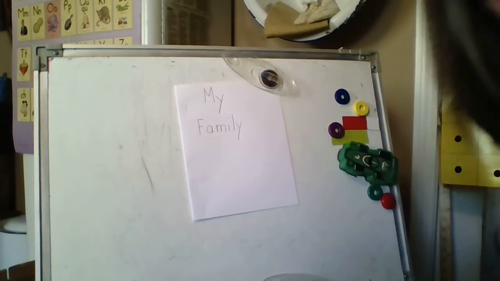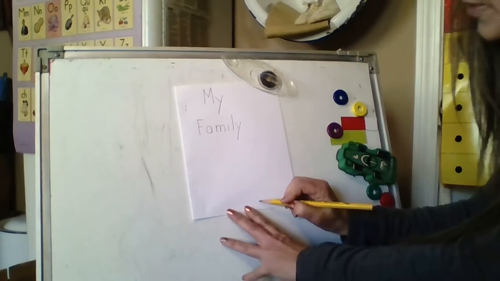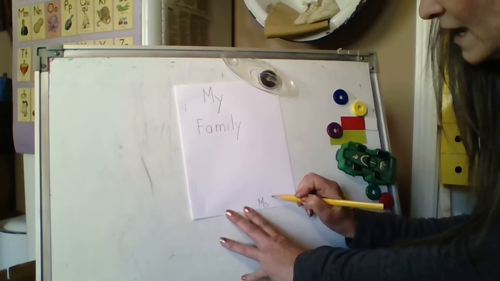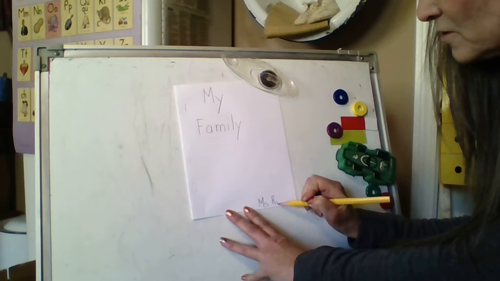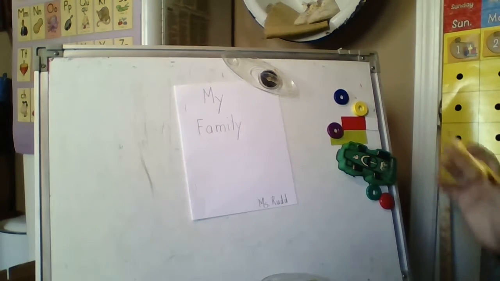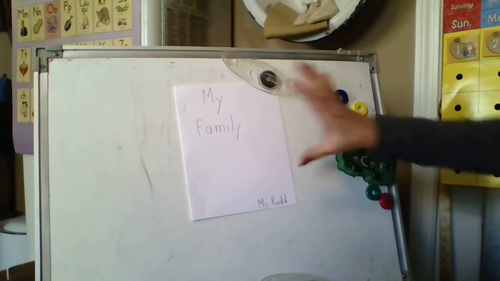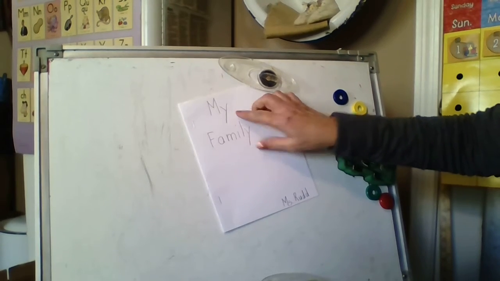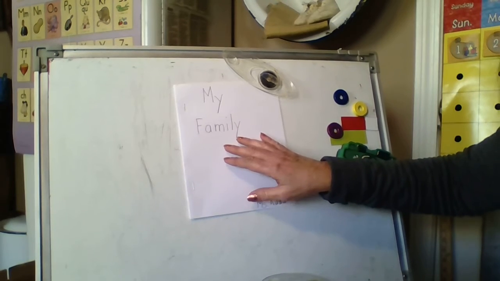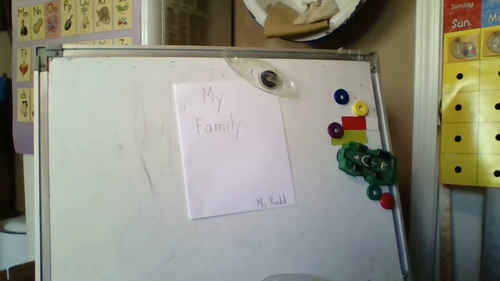And I'm the author. So I'm going to put my name down here. Ms. Rudd. And I'm using all of my good handwriting. Ms. Rudd. So there's one thing that's missing. All covers of books need a title. They need the author's name. And what's missing? A picture. So let's see.